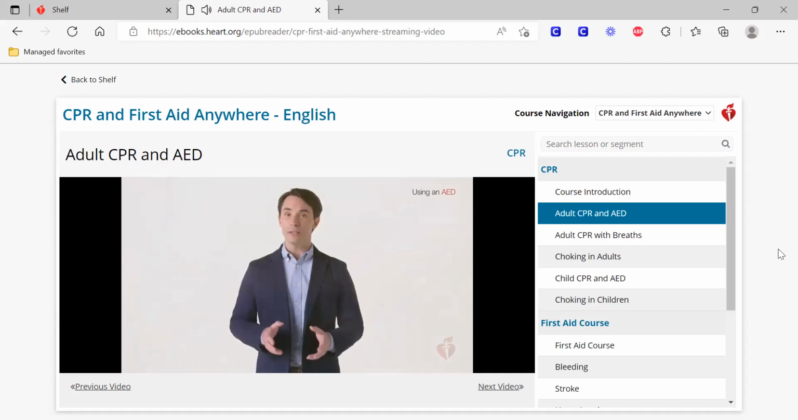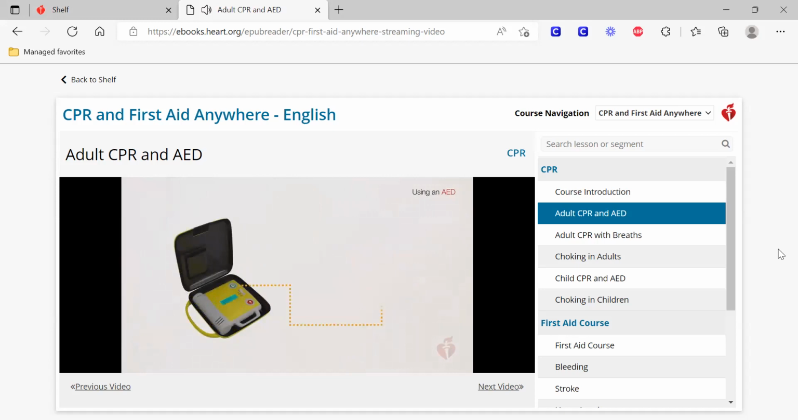Believe it or not, using a real AED is just as easy as using this one. All you have to do is turn it on and follow the prompts. In this course, we learn about using an AED on an adult or a child. When using an AED on a child, use the child pads if they're provided, or the child key or switch if the AED has one. If there are no child options, use the adult pads.